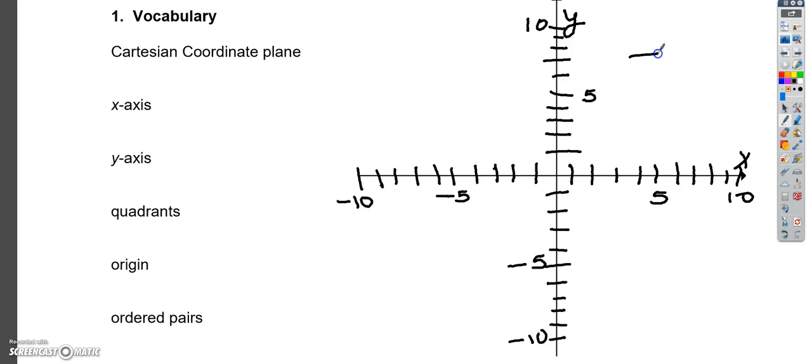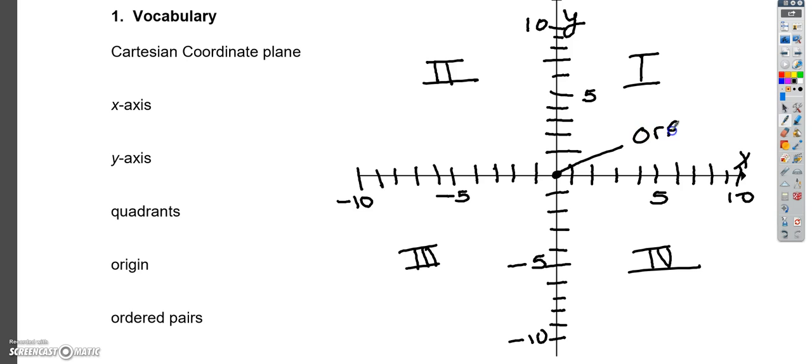Quadrants. This is quadrant 1. This is quadrant 2. Quadrant 3. Quadrant 4. This right here is the origin. Its ordered pair is 0, 0.